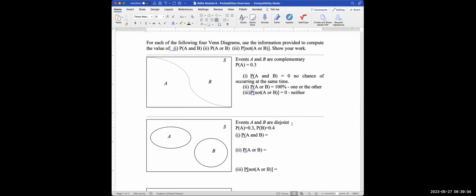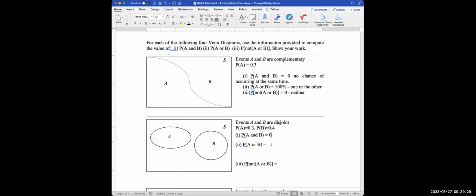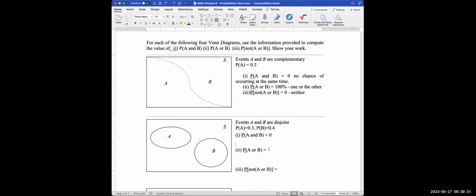Marcos, the area outside is called not A or B. Okay, so the chance of both A and B happening together, by the definition, is 0. There's no chance because they're disjoint, they never cross, they never occur together. What's the chance of A or B?